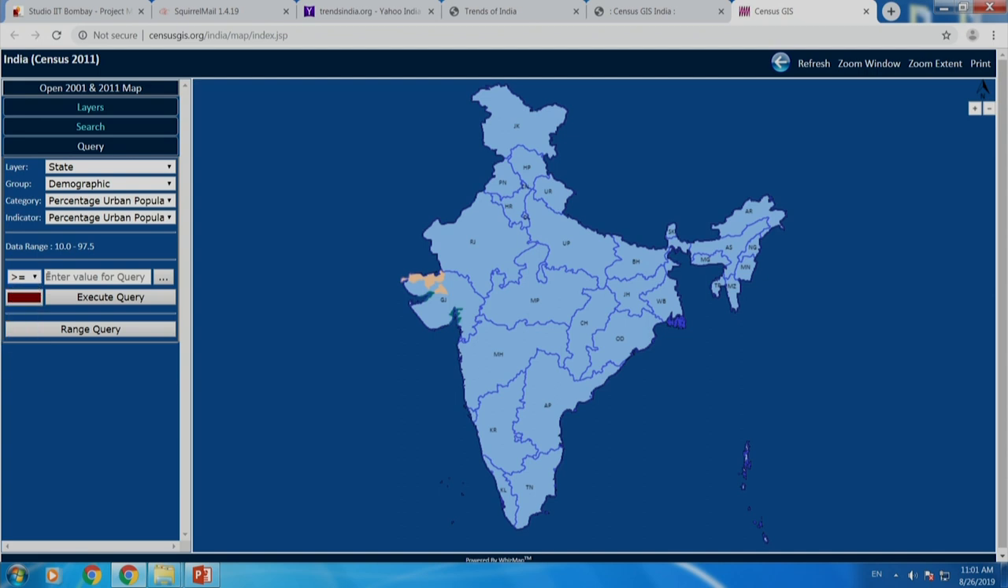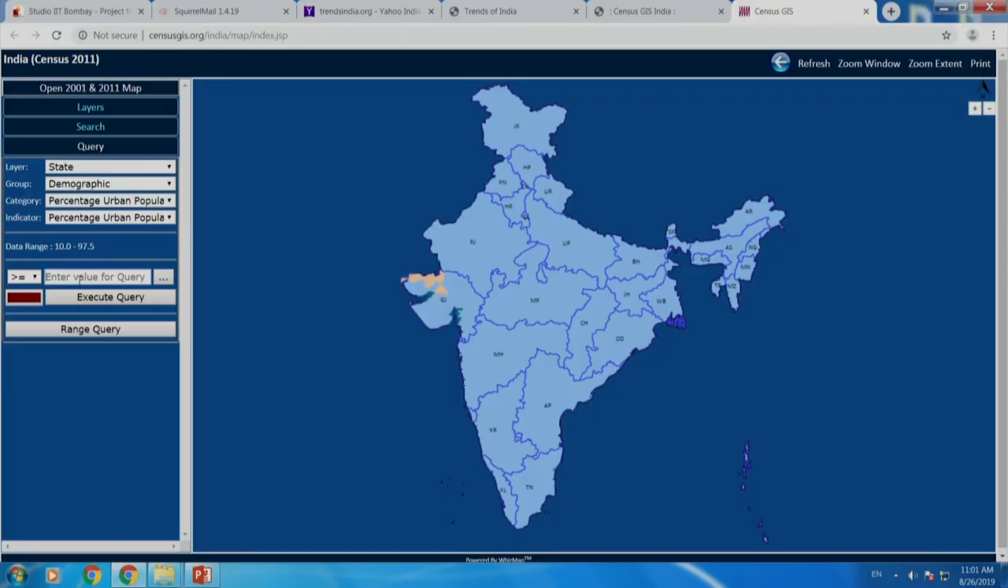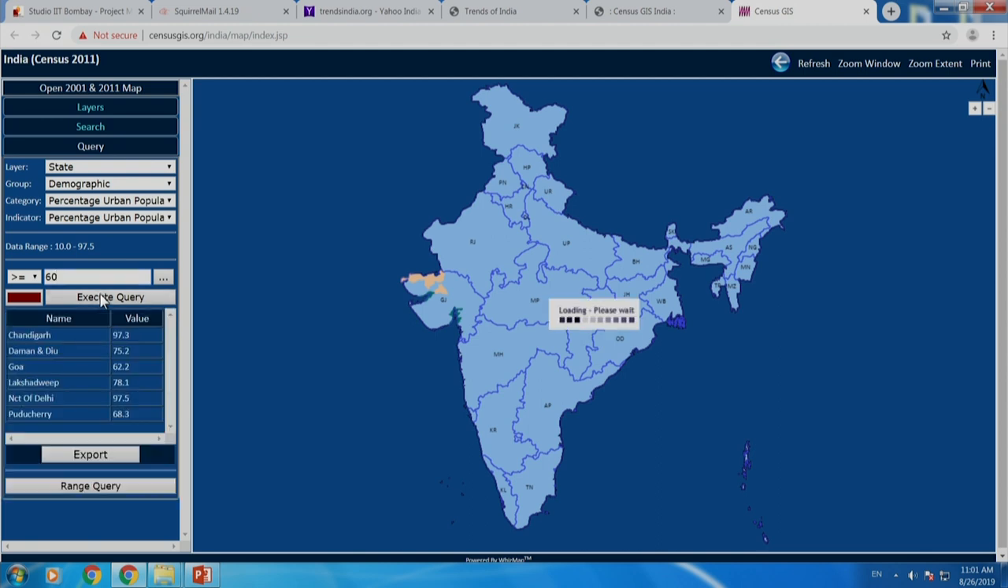We want to find out which are the places which are heavily urbanized. Let us make a guess. Do we have places where more than 60% population is urban? Let's check, and we say execute query. It executes a query. Here you get a list as well. You find out it is Chandigarh, Daman and Diu. Goa, interestingly, is the most urbanized, and the National Capital Territory of Delhi. That national capital territory obviously will be heavily urbanized. So states are not as urbanized as we think.